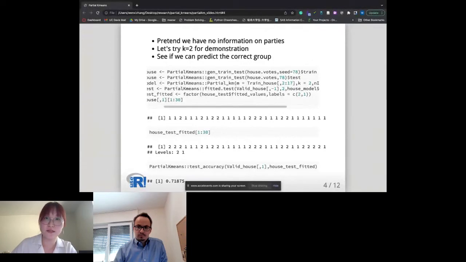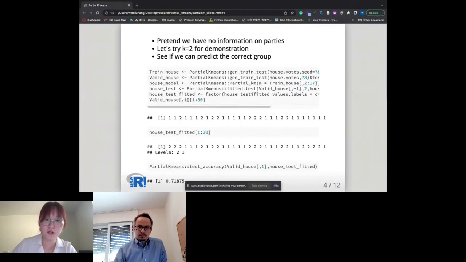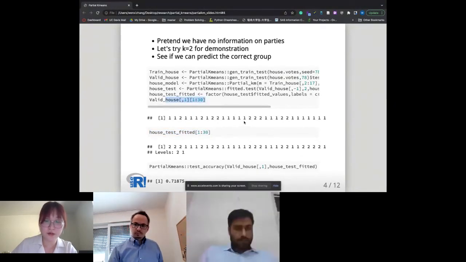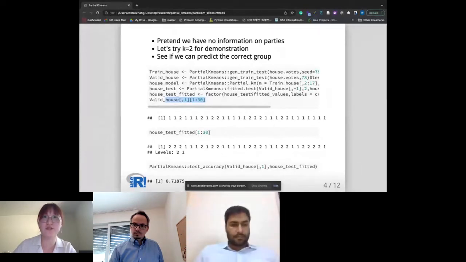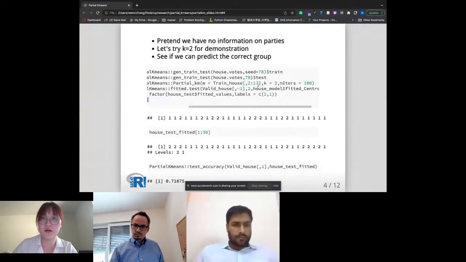So next, let's assign the cluster numbers to the validation set. So it will be the house test fitted here. And this is the original class names we have for the validation set. After we compare, the testing accuracy you can see is 0.71875, which is not bad. Because again, here our algorithm doesn't know we have parties. We only have the information of the votes.